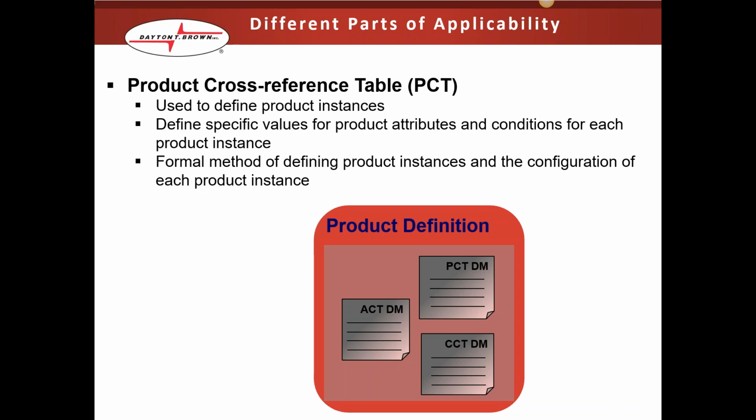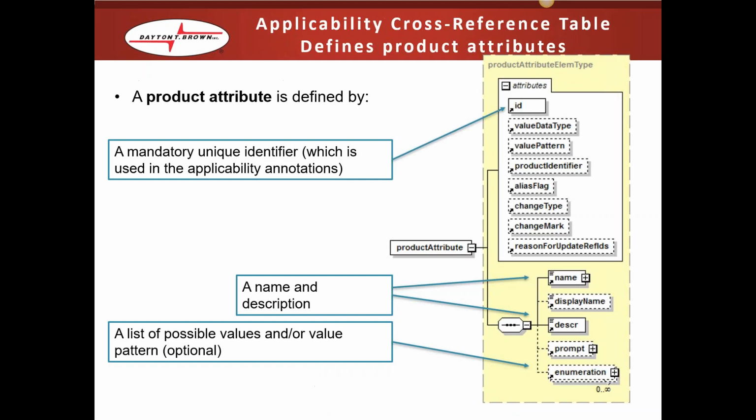So let's get into the different moving parts now, getting down into the XML and explaining the different parts of these data module types. First we start with defining product attributes. That's always where we start. And so a product attribute has to have these things in the PCT.